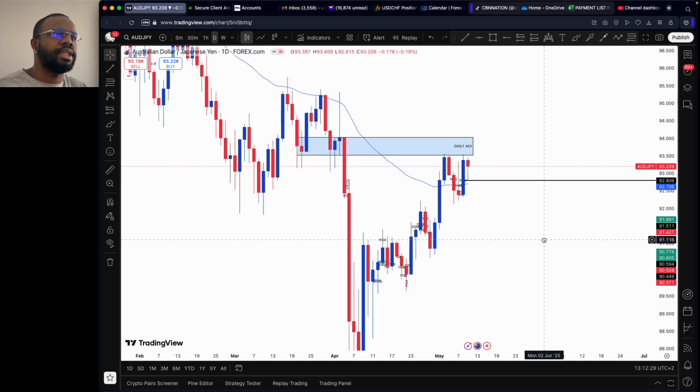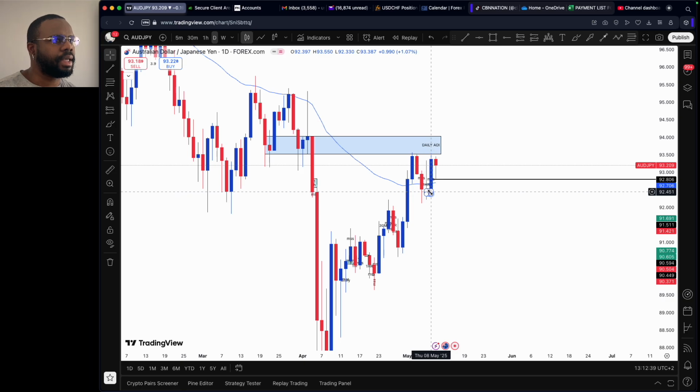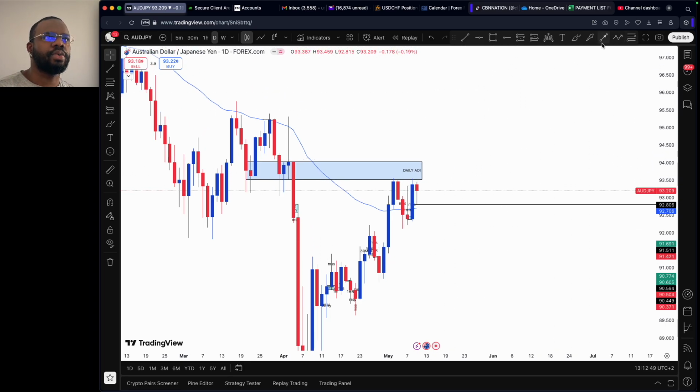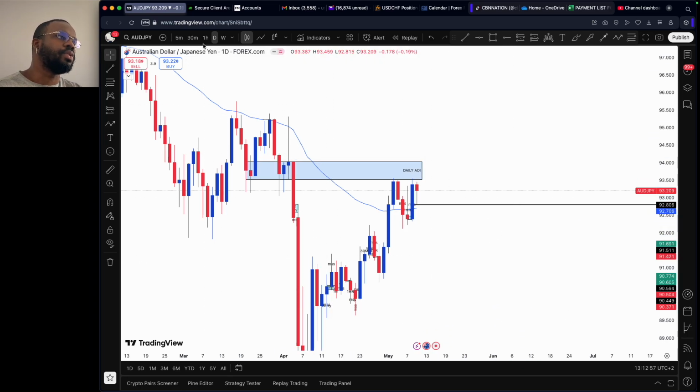AUDJPY on the daily time frame has retested, like I said last week, this daily resistance. As you can see, we pushed away from there, and again the market is going back to the area of interest. So I'm in between. I don't know the decision the market wants to make. If the market wants to do a double top on the daily, then before we start crashing to the downside, that I don't know, but I will only react.